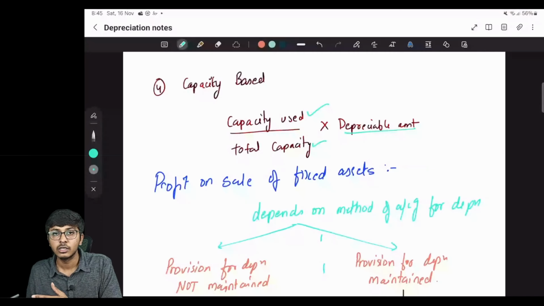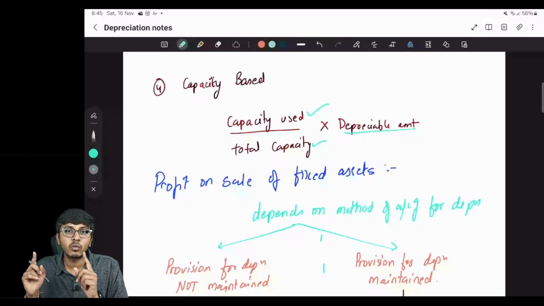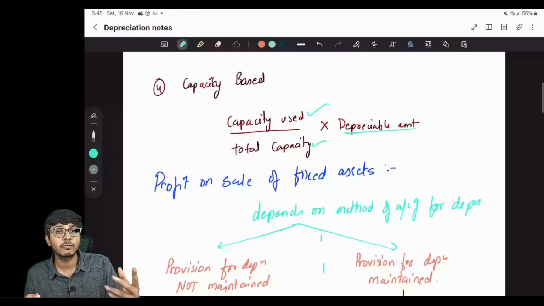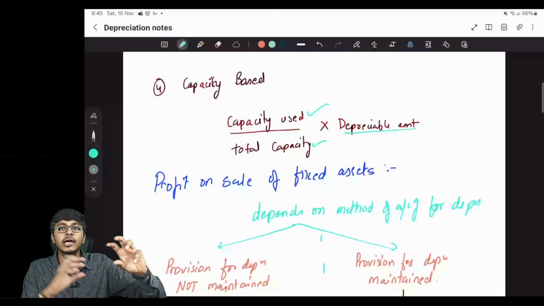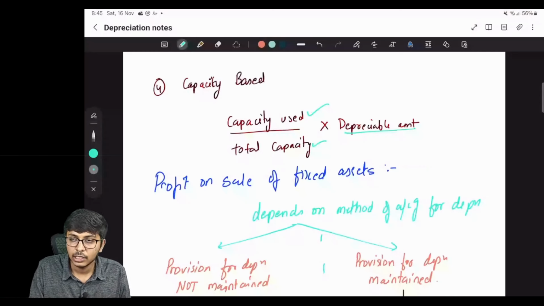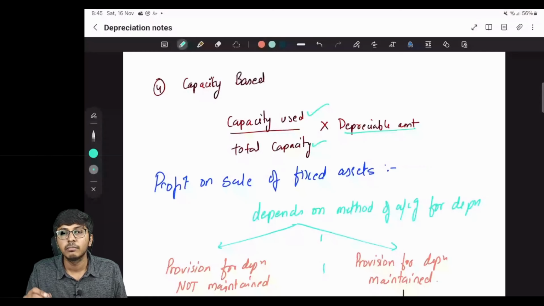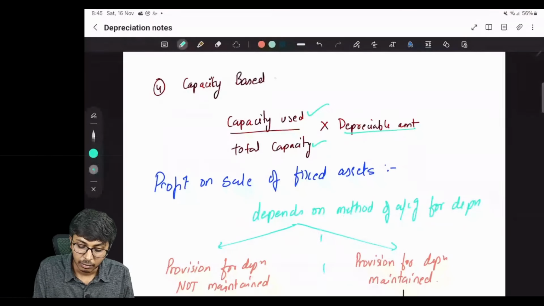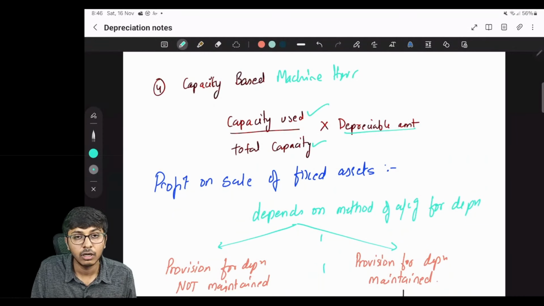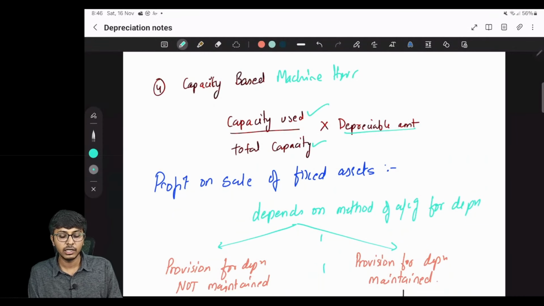Suppose it is based on products: I can produce a total of 1 lakh products using this machine, and I've produced 25,000 products this year. So how much should I depreciate this machinery? 25,000 divided by 1 lakh into the depreciable amount. Got it? Very simple. So remember this formula: capacity used divided by total capacity multiplied by depreciable amount. Machine hour, labor or depletion method, everything is covered in this capacity based method. Very, very easy.